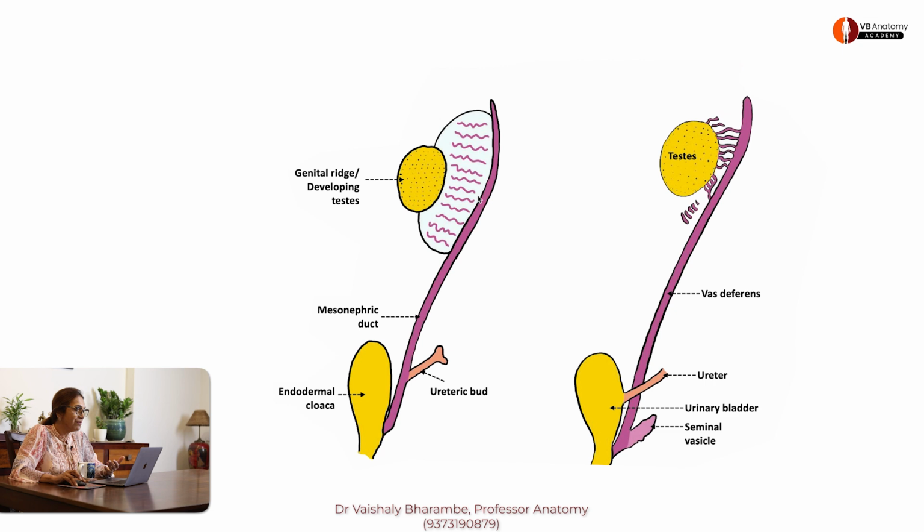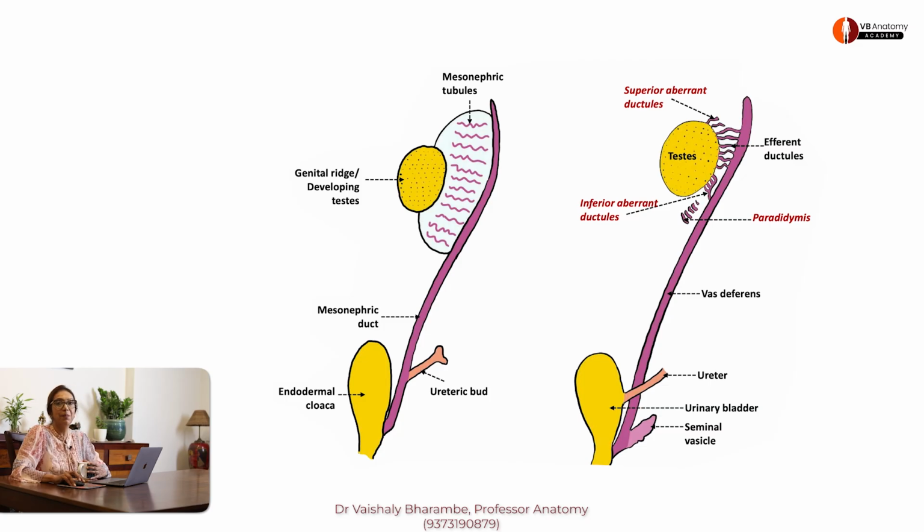This is the mesonephric duct. These are the mesonephric tubules. Clear? Okay. So now what happens? The mesonephric tubules in the middle will form efferent ductules, right? The proximal and the lower mesonephric tubules don't form efferent ductules, but they form remnants, which are called superior aberrant ductules, inferior aberrant ductules, and paradidymis. So these are remnants.